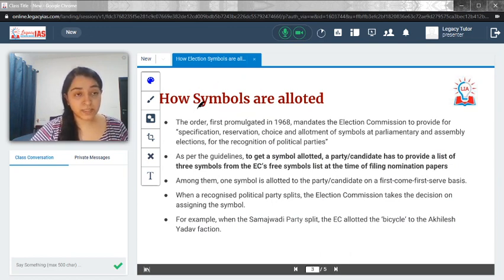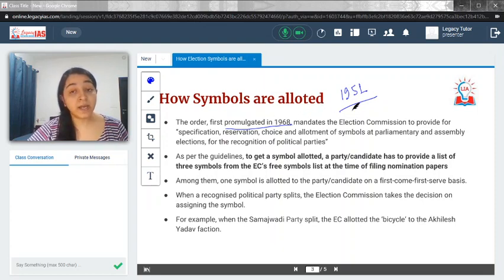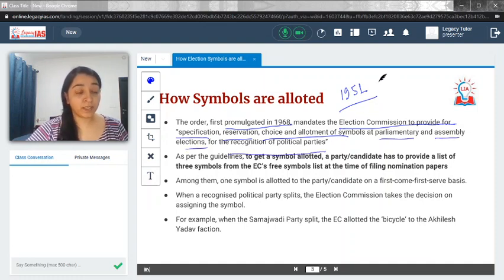So first, the election symbol allotment and reservation order, which got amended in 2017, was first promulgated in 1968. The first general election in India happened in 1951, so after a few elections, in 1968, this kind of order came into place. It mandates the Election Commission to provide for the specification, reservation, choice and allotment of symbols at parliamentary and assembly elections for the recognition of political parties.